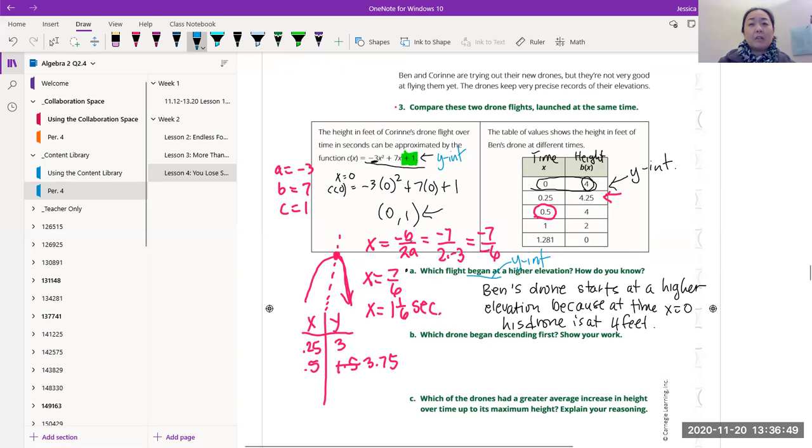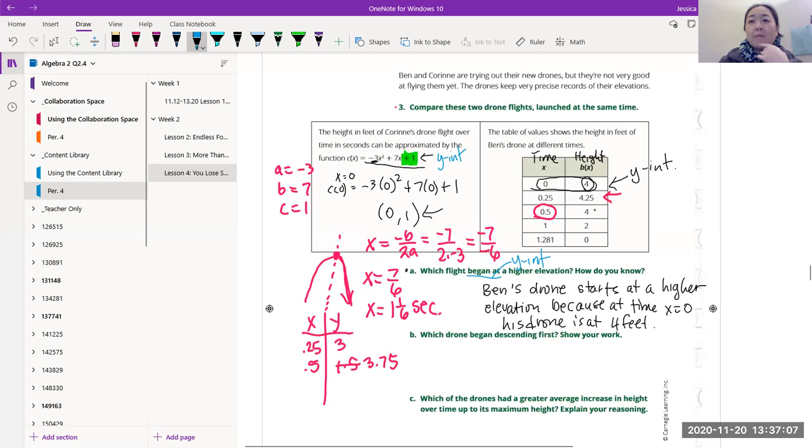All right, so that's going to be negative b, so -7 over 2 times -3. And simplifying that, I get -7 over -6, which is 7/6, which is a little bit over 1 second. And I just wrote down 1 and 1/16 seconds, right? That's when it starts dropping down for Corinne, right? But what about for Ben?